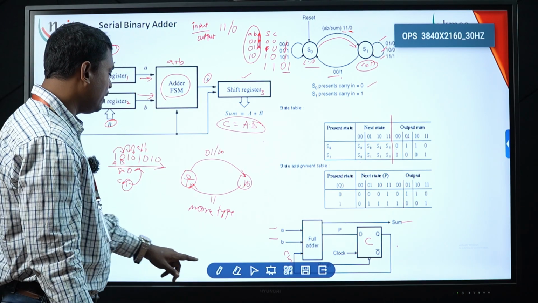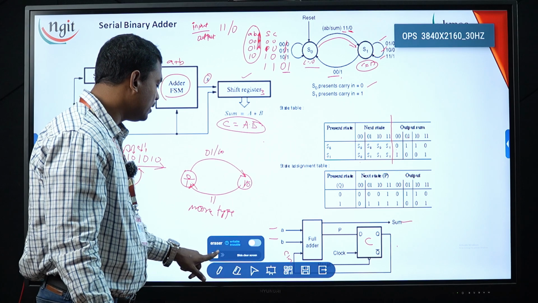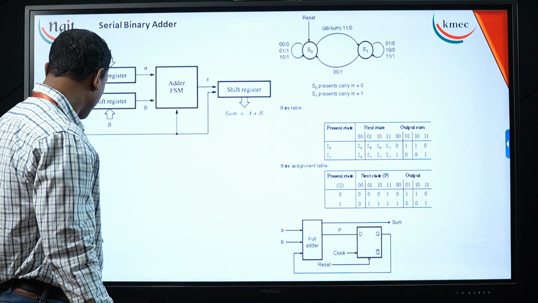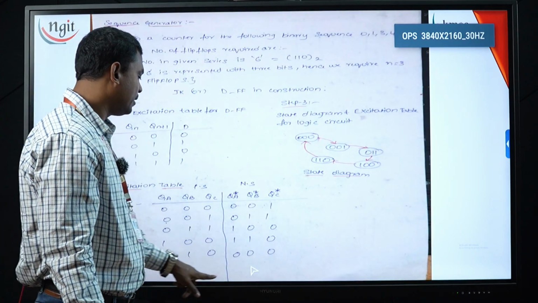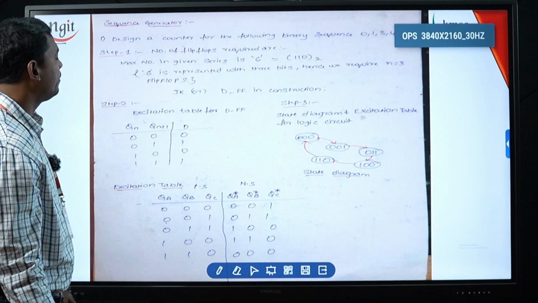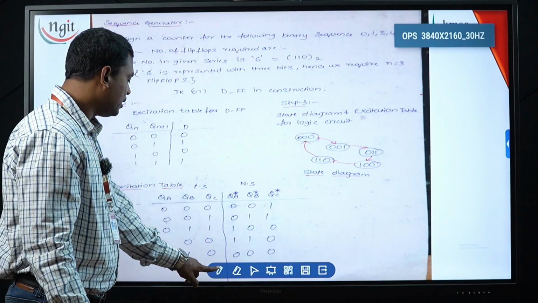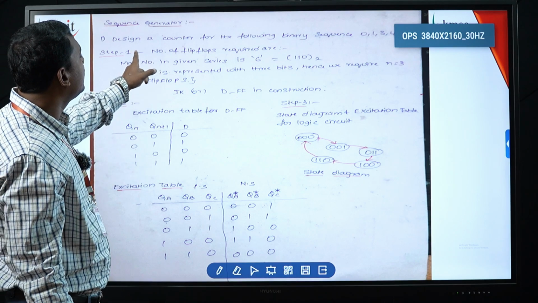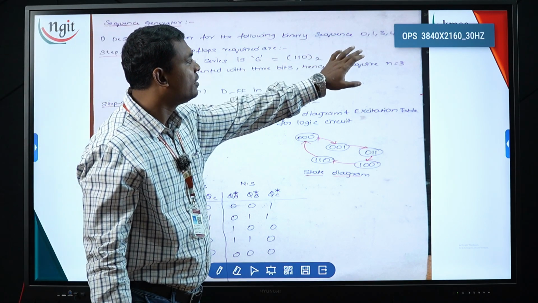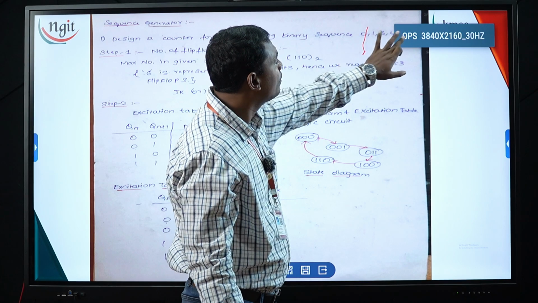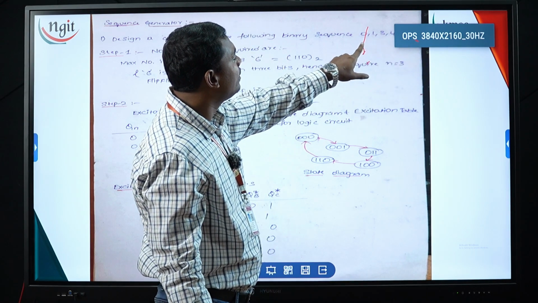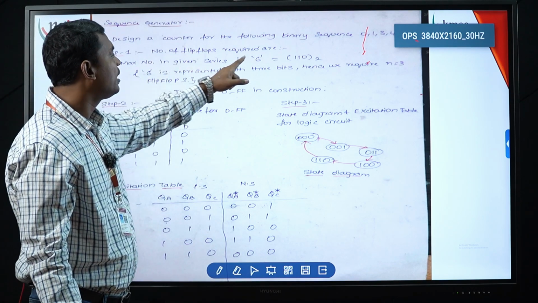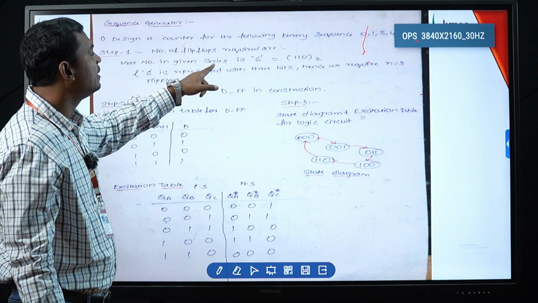Okay, let us see the next one, that is the sequence generator. Let's see how the sequence is getting generated. Now, in this sequence generator, design a counter for the binary sequence generation of 0, 1, 3, 4 and 5, 6. So those are the values. The number of flip-flops required here: the maximum number given in the series is 6.